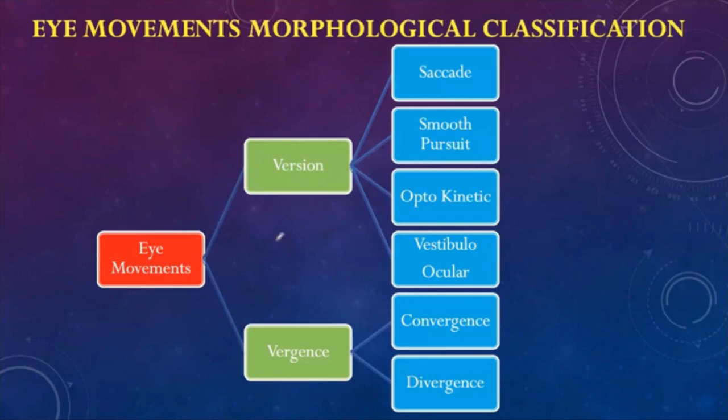So the eye movements can be classified, as we said, into version and vergence. For the version, we have different kinds like the saccadic eye movement, the smooth pursuit eye movement, the optokinetic movement, which is initiated by an optokinetic drum, as we mentioned in the physiology of visual acuity, and the vestibulo-ocular movement, which is initiated by the vestibular system. These are called version, in which both eyes move together in the same direction. We also have vergence, which includes convergence and divergence, in which both eyes move in opposite directions.